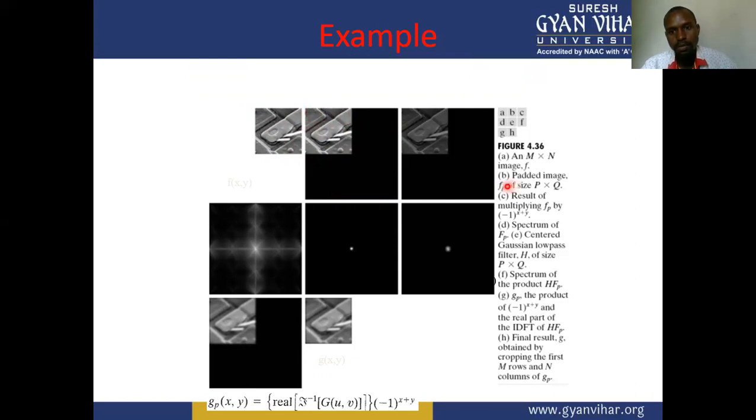The padded image fp of size P and Q, we multiply it by (-1)^(x+y), and this is what we get. Then from there, we find the centered spectrum. From this centered spectrum, we obtain a Gaussian low pass filter H of size P and Q. Next, we get the product with this Gaussian filter, which is represented in this form. Then we apply the discrete Fourier transform, and now we get our filtered image.